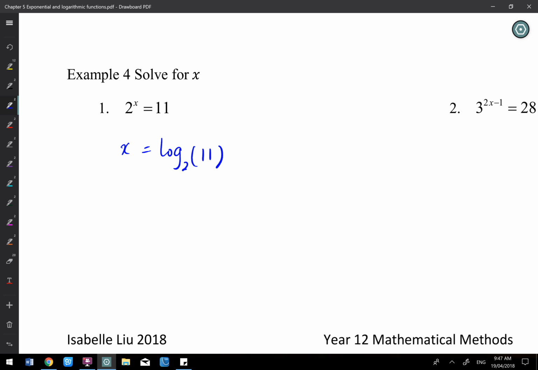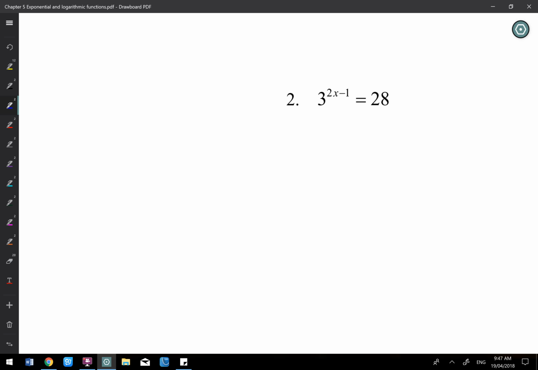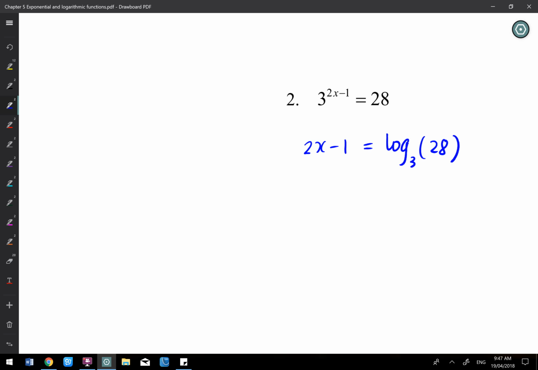That's it, done. Well, next one, 3 and 28. You can see they can't become each other. So 2x minus 1 will be log base 3 of 28. I know a lot of you like to do change of base, trying to change it to base e or base 10, but now we don't do that. If you have log base 3 of 28, just leave it as log base 3 of 28.